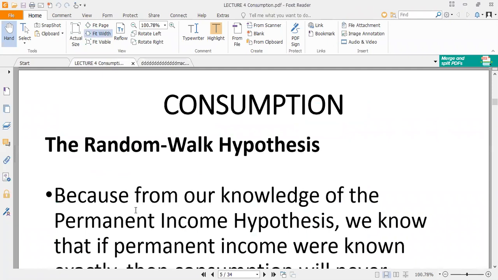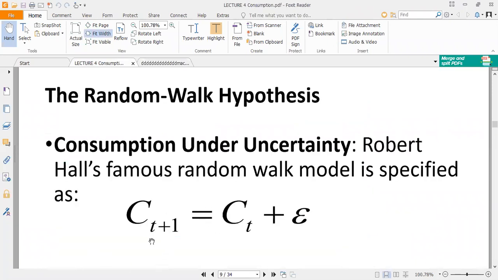Let me show you the equation for the random walk. This is the random walk model. This is consumption in the next period. This is consumption in the current period. And then this, we call it the error term, the unexpected changes. So what this means is that your consumption level in the next period would depend on the current consumption level and then some unexpected change in consumption. This change here is totally unpredictable.